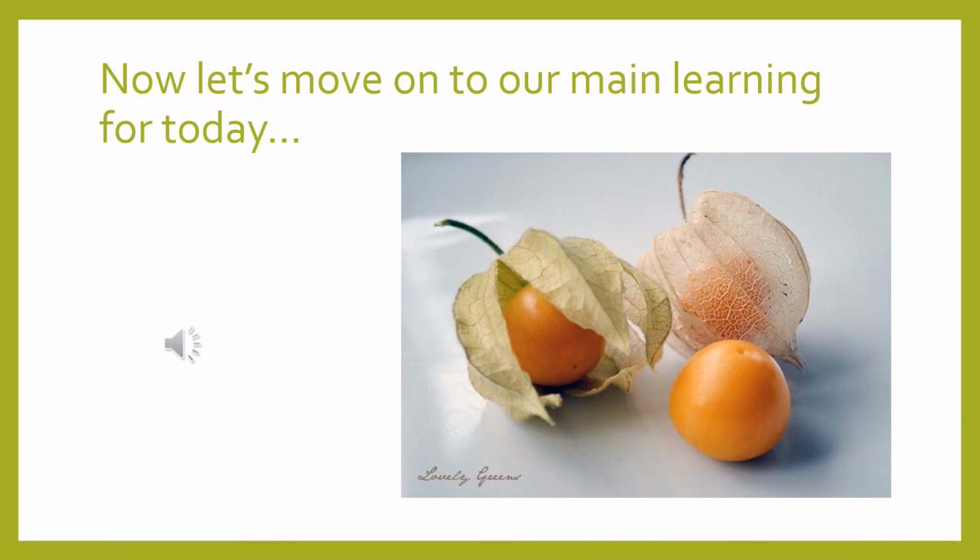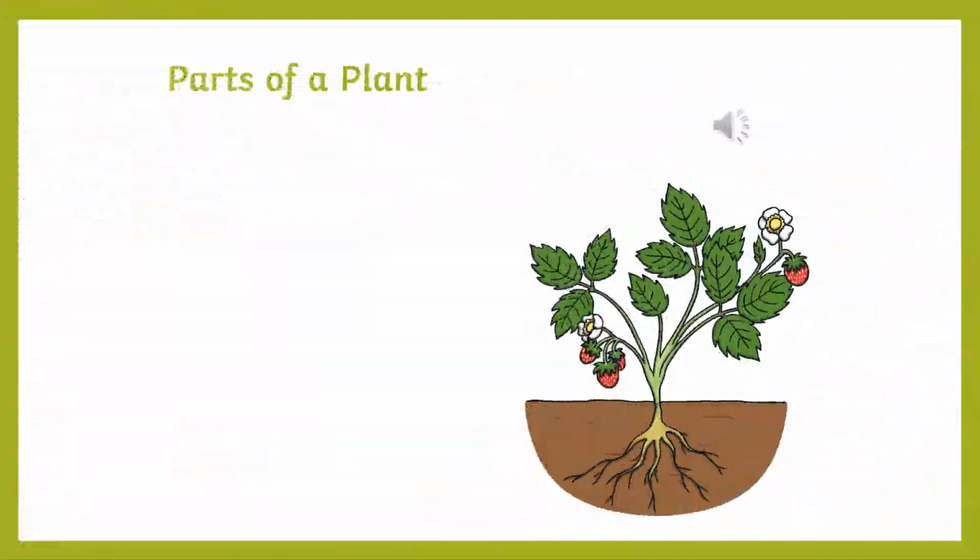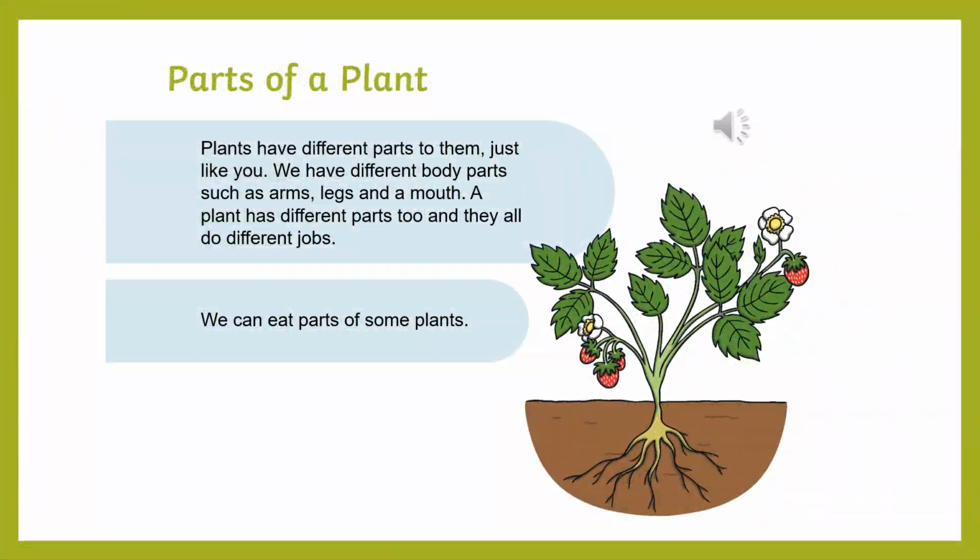Now let's move on to our main learning for today. We're going to explore how plants can grow healthily and provide us with food. Plants have different parts to them, just like you and me. We have different body parts such as arms, legs and a mouth. A plant has different parts too, and they all do different jobs. We can eat parts of some plants.